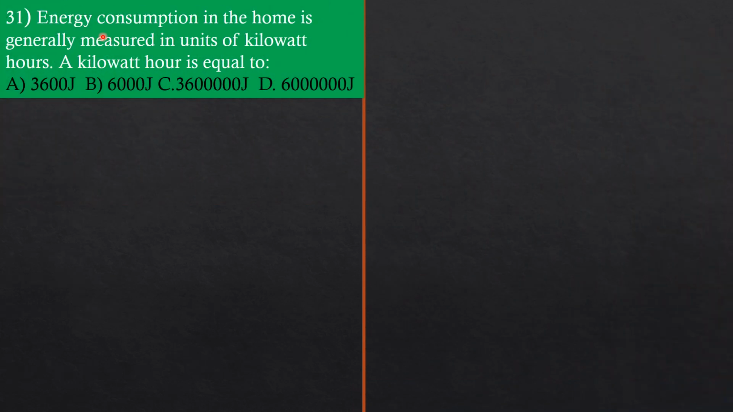Question 31 says that energy consumption in the home is generally measured in units of kilowatt hours. A kilowatt hour is equal to what? The prefix kilo means 10 raised to the power 3. Then an hour is equivalent to 60 minutes times 60 seconds. If we multiply them out, we are going to have an answer of 3,600,000. So option C is the best option for this question.